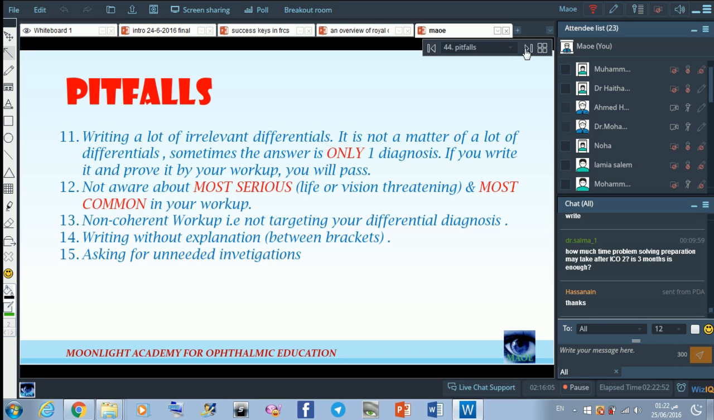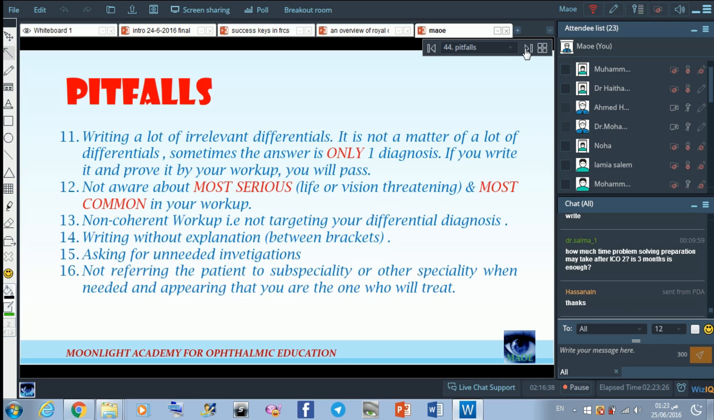Also, one of the pitfalls is writing without explanations. I already spoke about this, and do it in between brackets. Also, one of the pitfalls is asking for unneeded investigations, and this is one of the features of the British school. The British school wants more history, more examination, only needed investigation. So, if you need the investigation, order it. If you don't need the investigation, don't order it. They don't like unneeded investigation, especially in the British school. In the American school, yeah, they order more investigations, but the British school is a conservative school.